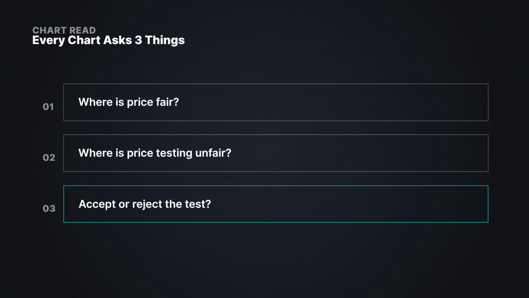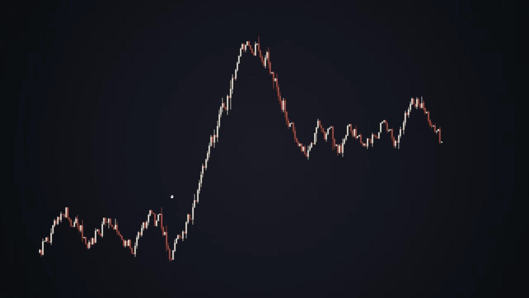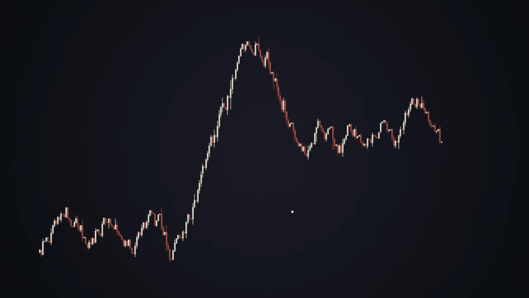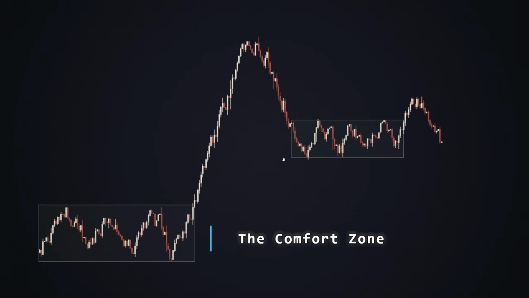And did the market accept or reject that test? Pull up any 5-minute chart. Don't even start with trend lines or with a breakout level. Start by asking where price keeps coming back. That area is the market's comfort zone.